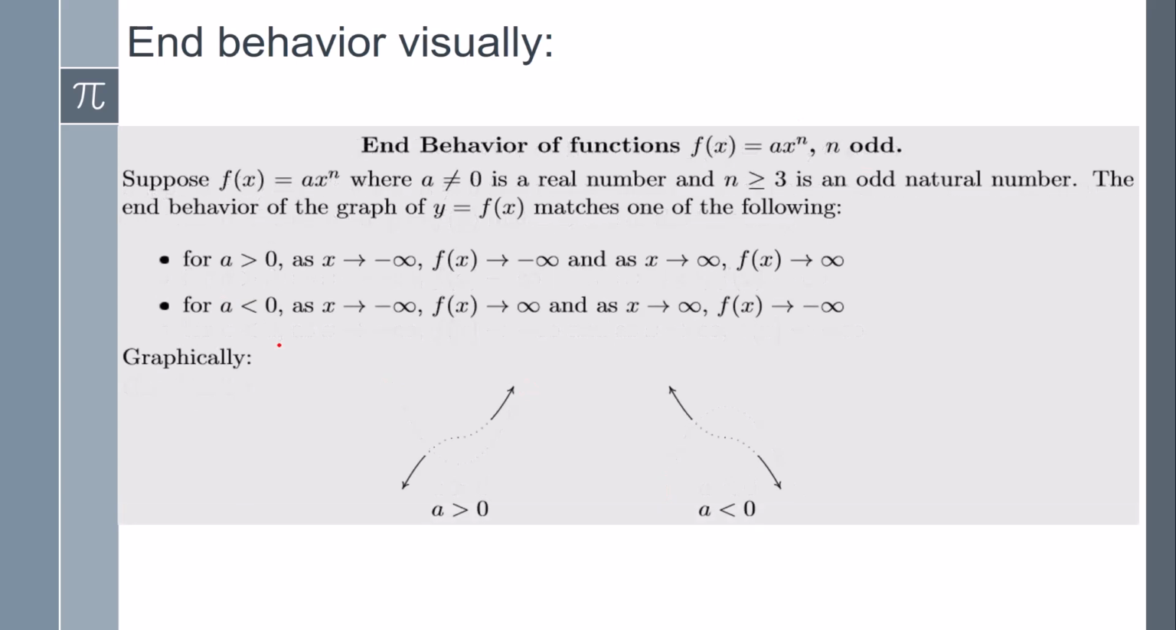Now, if your degree is odd, then it goes in a positive direction or in a negative direction. And it all depends if your leading coefficient is positive or negative. So if your leading coefficient is positive, it has an increasing type of direction. And if it's negative, it's going to have a decreasing type of direction.